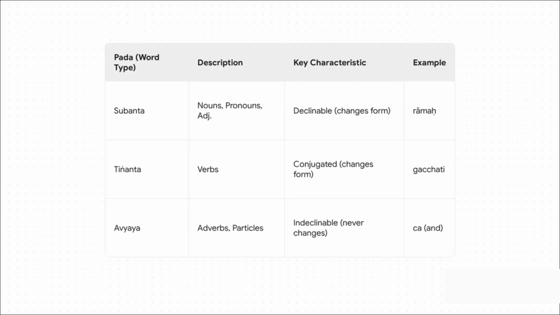So here they are. First, you've got the subanta family. These are your bread and butter nouns, pronouns, and adjectives whose endings change. Second, you have the tinganta family. These are your verbs, which change to show tense and who's doing the action. And then you've got this really interesting third group, the avyaya. These guys, adverbs, conjunctions, their form never ever changes. They're kind of like the unshakable pillars that the rest of the sentence is built around.